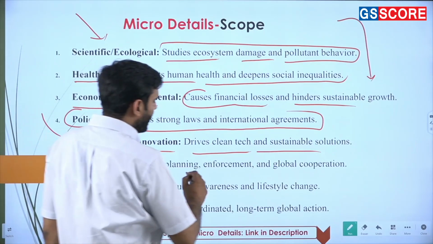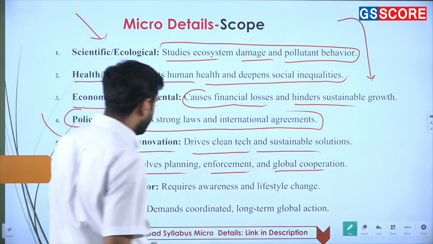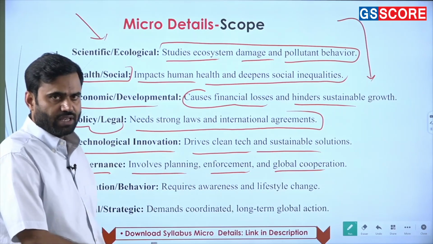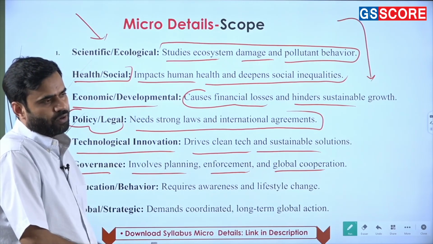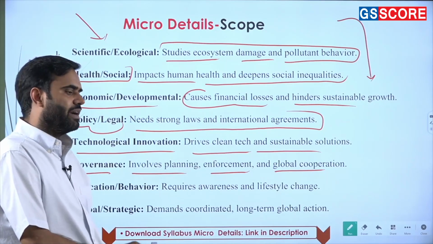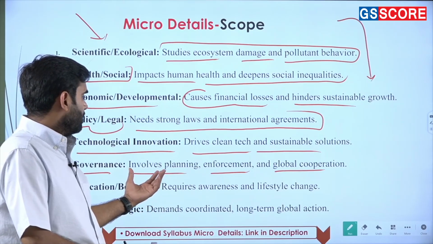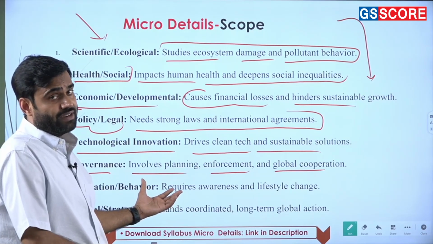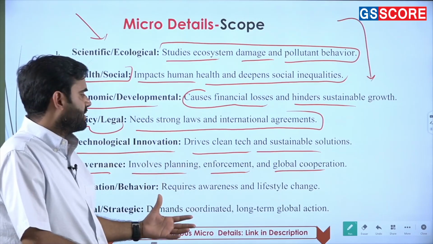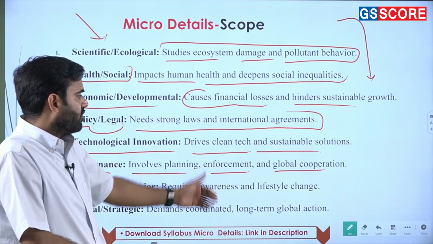Governance involves planning, enforcement, and global cooperation. As we know, we have lots of schemes regarding air pollution, water pollution, noise pollution, solid waste management. So what are the roles, and we have each and every important act, getting my point? So involve planning, enforcement, global cooperation.